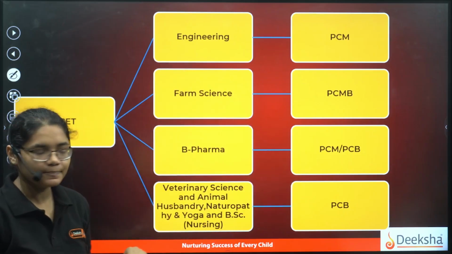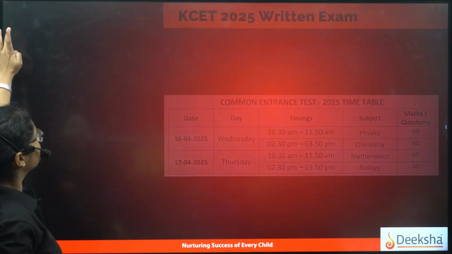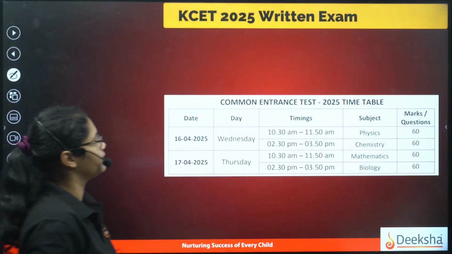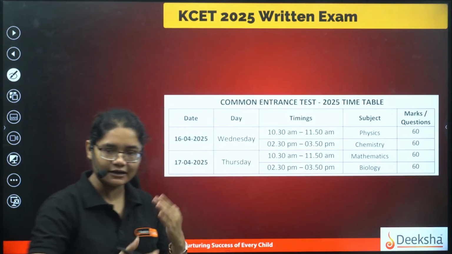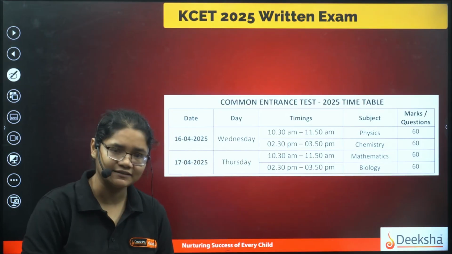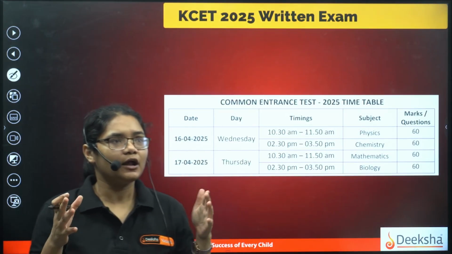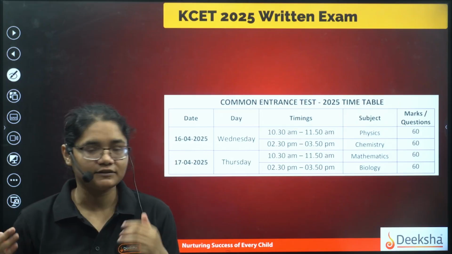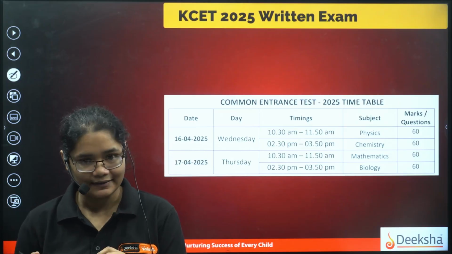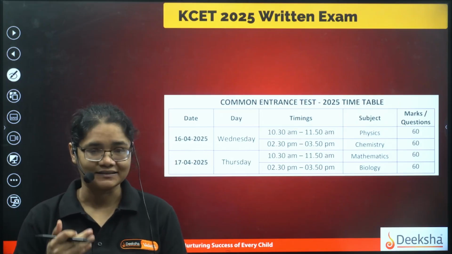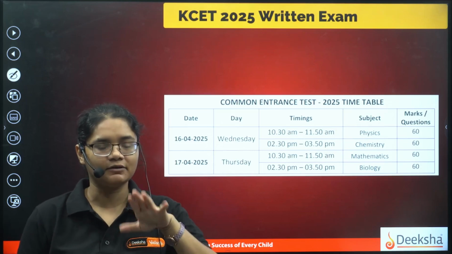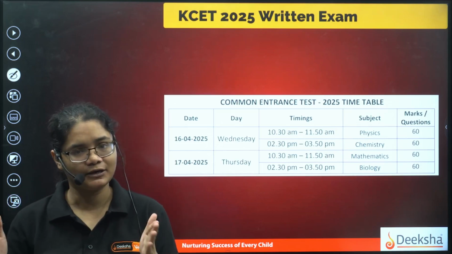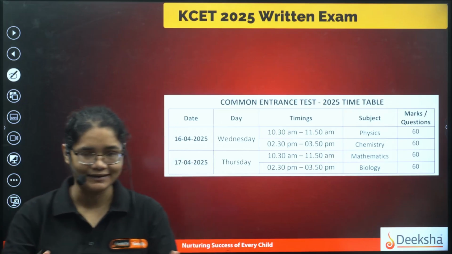Next, moving forward to the KCET 2025 written exam. I'm telling you this so that you can understand it will be around the same time next year as well. In 2024 it was conducted on April 18th and 19th. In 2025 it was conducted on the 16th and 17th. Next year the date will be somewhere between April 15 and April 20, in 2026 as well.